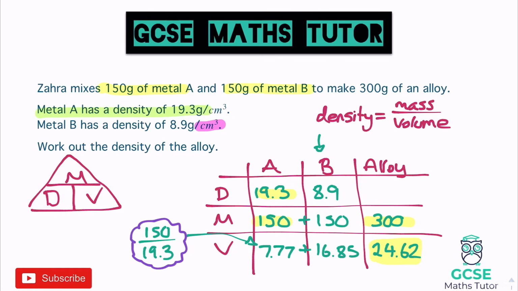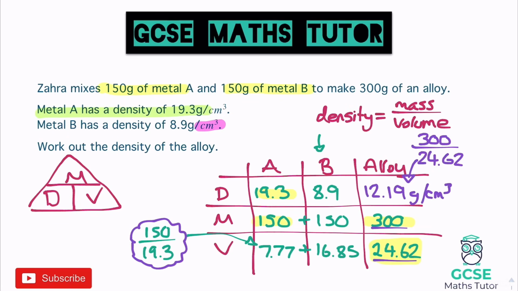Now for the final part of this question, we can actually get the density. We've got the mass, we've got the volume, so all I need to do is mass divided by volume. My final bit of working out is the mass, which is 300, divided by the volume, which is 24.62 centimetres cubed. So 300 divided by 24.62 gives me a final answer of 12.19, if I round it to 2 decimal places, grams per centimetre cubed.